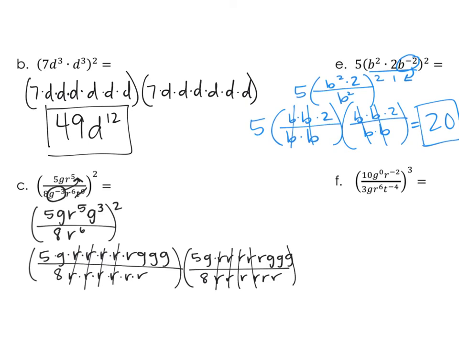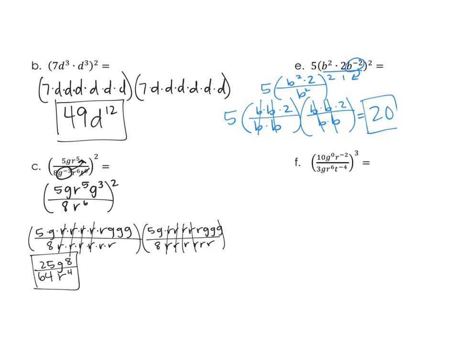So on top, I have 5 times 5, which gives me a positive 25. And I had 1, 2, 3, 4, 5, 6, 7, 8 g's on top. And I had no r's left on top. On bottom, I had 8 times 8, which gives me 64. And I had 1, 2, 3, 4 r's left on bottom. Now, if I type in my calculator 25 divided by 64, and I try to simplify that fraction, it does not simplify. So this is my solution.